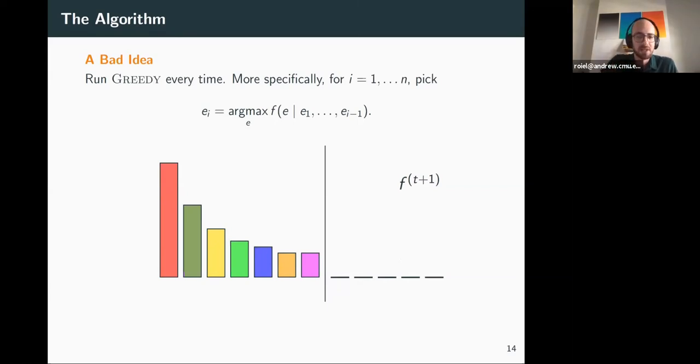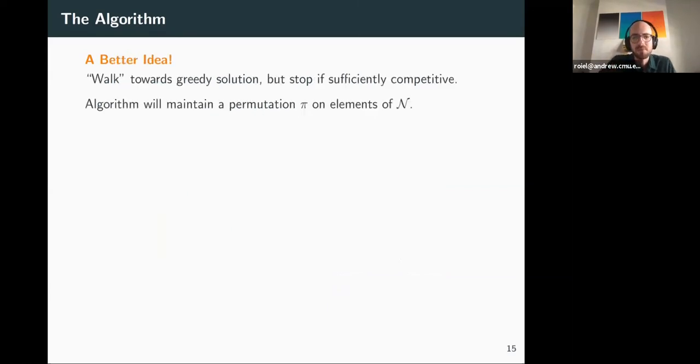So this is not a good idea, but here's a better idea. Instead of fully accepting the greedy solution, we're just going to walk slowly towards the greedy solution and stop at a point that's sufficiently competitive. We don't need to fully reproduce the greedy algorithm. We just need to get close, or it suffices to get close.